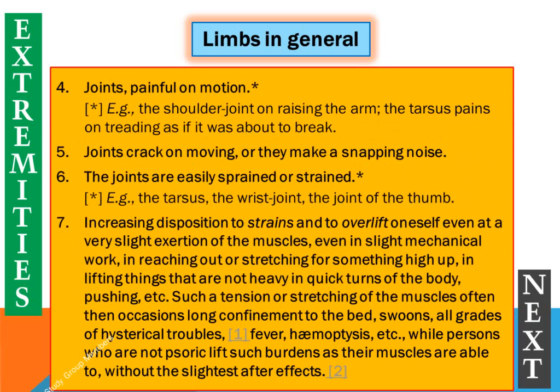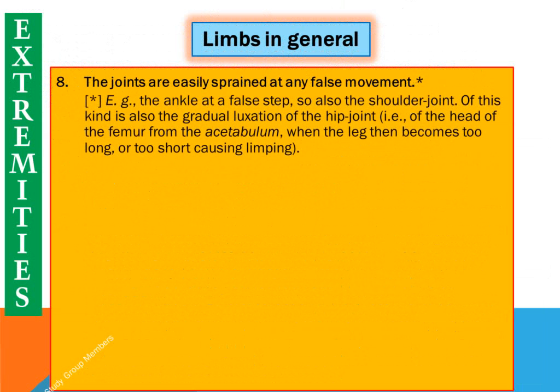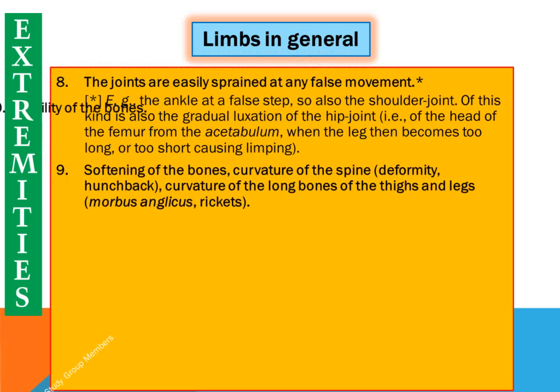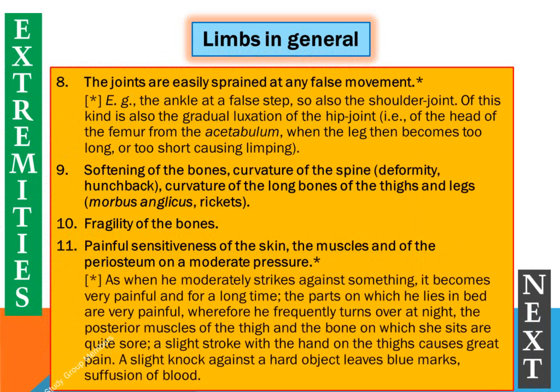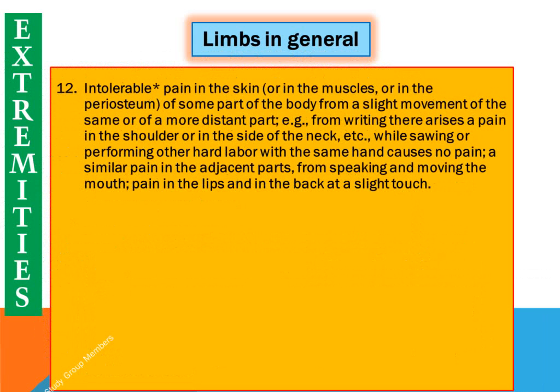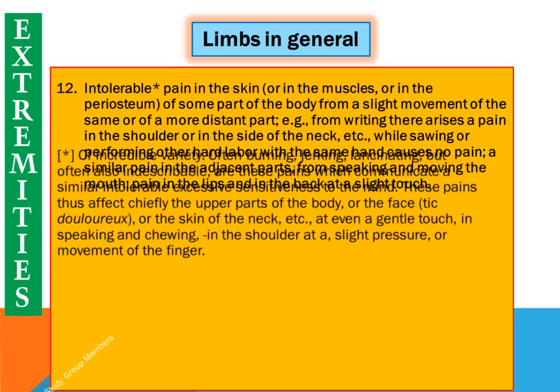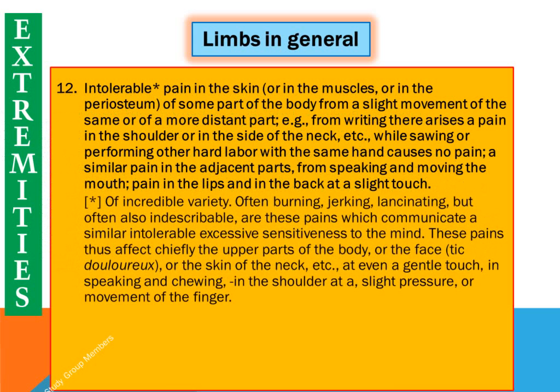Now you see the symptoms of joints, that is false step here, that if the step stumbles, that is called false step. So there is a tendency to sprain. And then you see here softening of the bones, curvature of spine, then fragility of bone symptom you find here, painful sensitiveness of the skin. This symptom also you can read. Then we go to intolerable pain in the skin. Symptoms of the lower limb associated with skin have been mentioned here. And then you find many varieties of skin and bone complaints here.